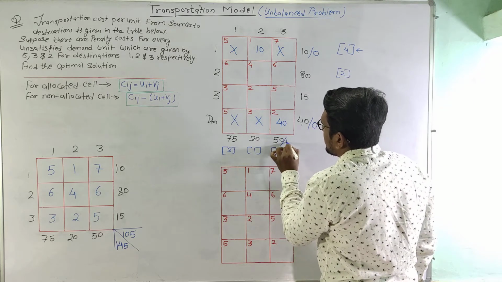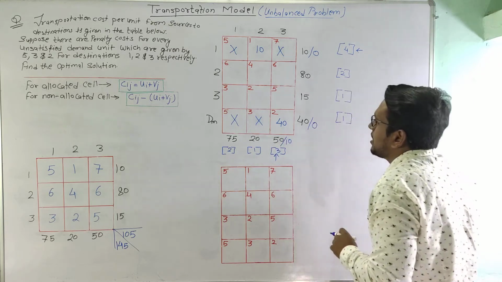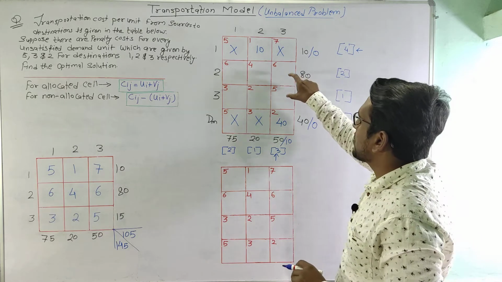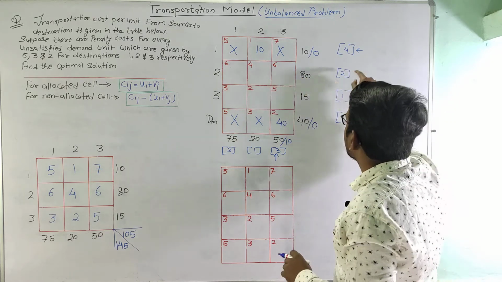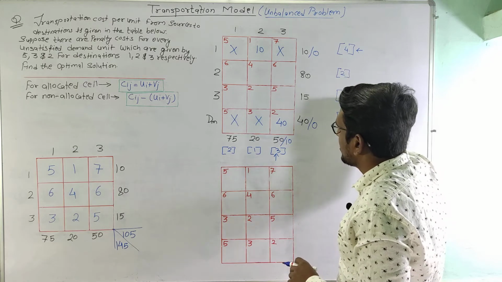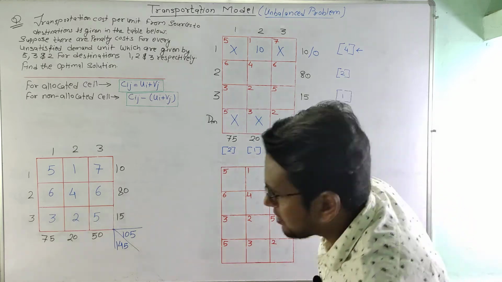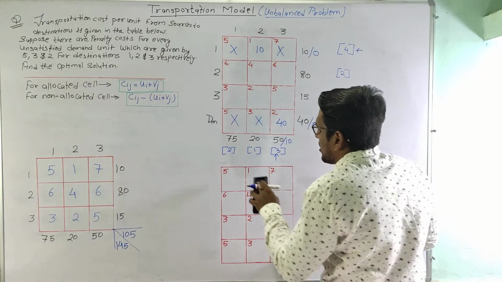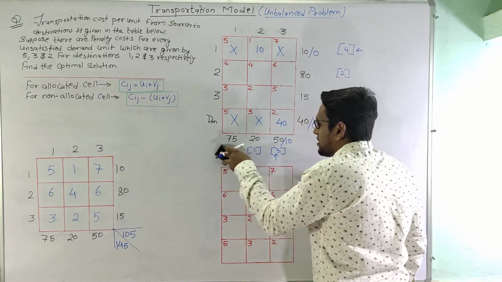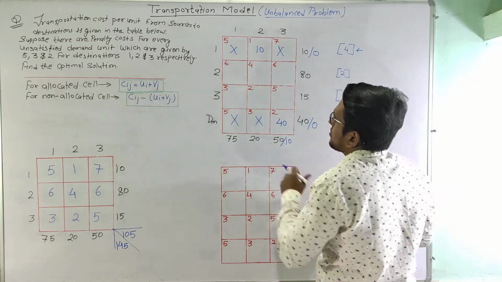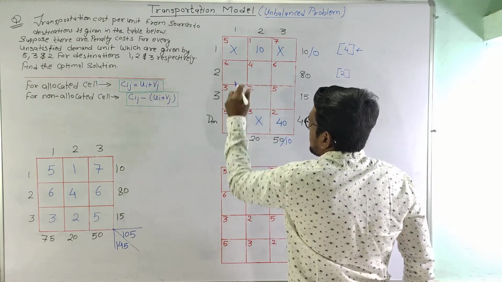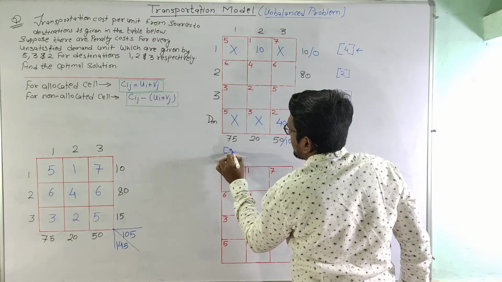Similarly, now 50 has been reduced to 10. Now again we need to calculate the penalties. As the row penalties do not change, we need to calculate the penalties for the columns. So let us calculate the penalties again for the column. The minimum is 3, the next minimum is 6, so the penalty is 3.